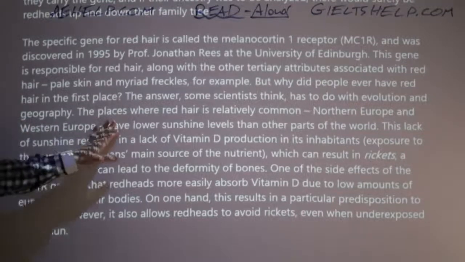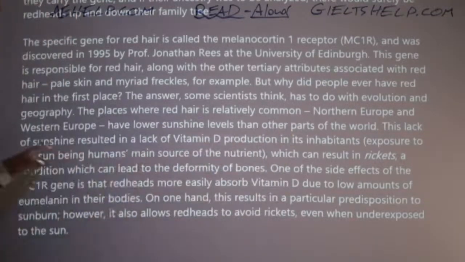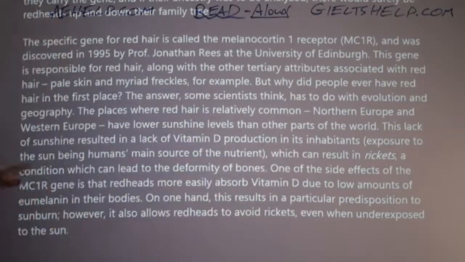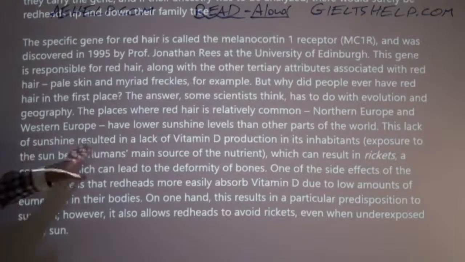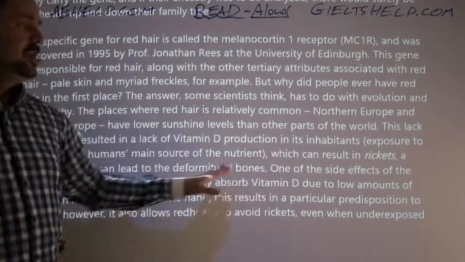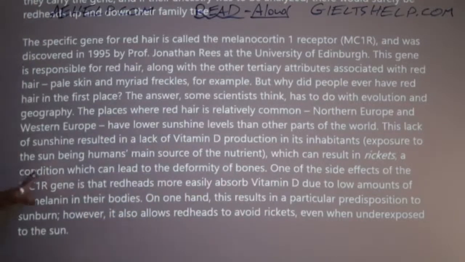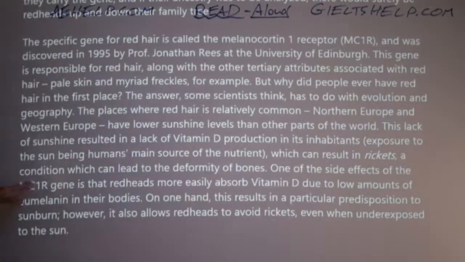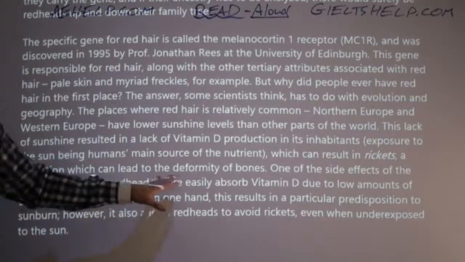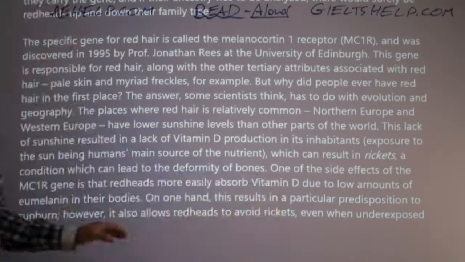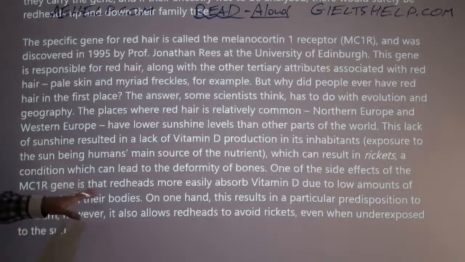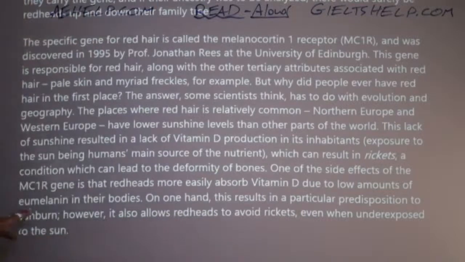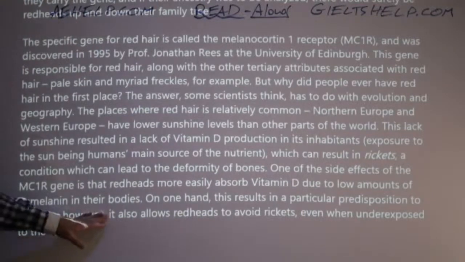The places where red hair is relatively common, Northern Europe and Western Europe, have lower sunshine levels than other parts of the world. This lack of sunshine resulted in a lack of vitamin D production in its inhabitants, exposure to the sun being humans' main source of the nutrient, which can result in rickets, a condition which can lead to the deformity of bones. One of the side effects of the MC1R gene is that redheads more easily absorb vitamin D due to low amounts of eumelanin in their bodies.